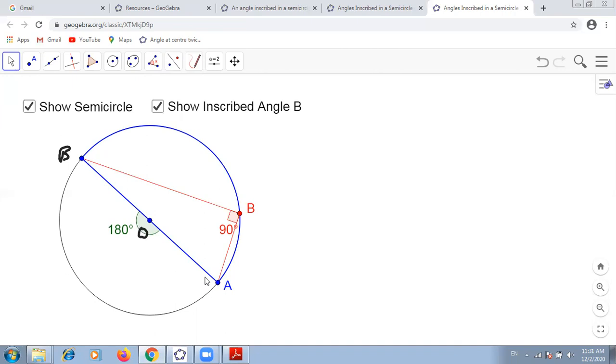But we have to remember this theorem: the angle in a semicircle is a right angle. If I drag this point B all around the semicircle, you can see that this angle remains the same, 90 degrees. So an angle inscribed in a semicircle is a right angle. You have to remember this statement.